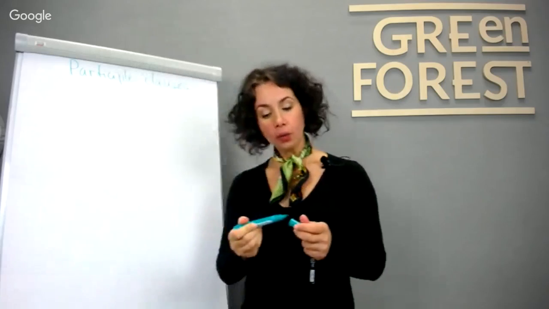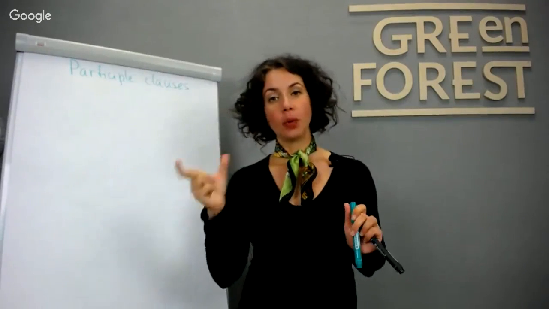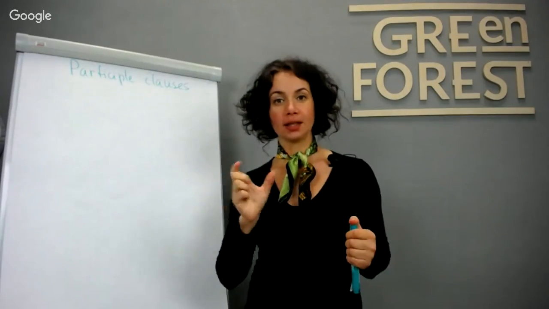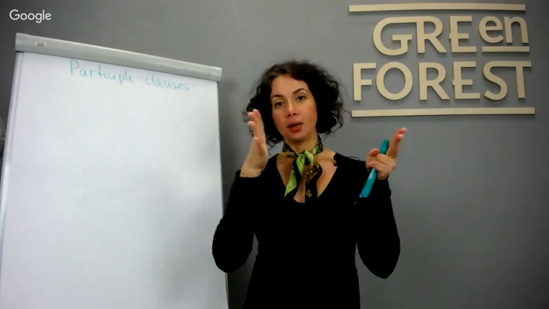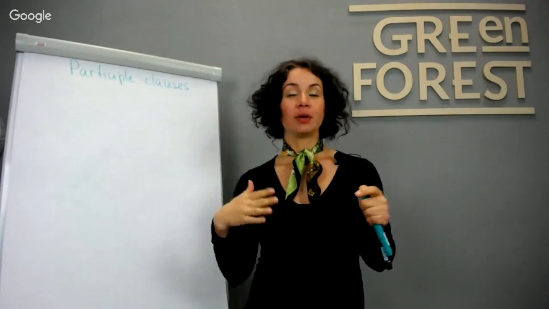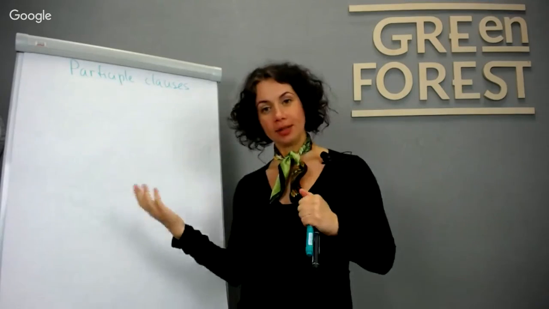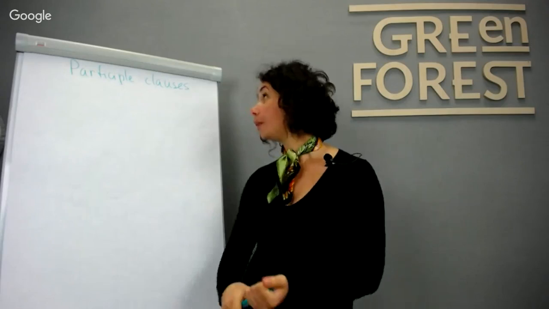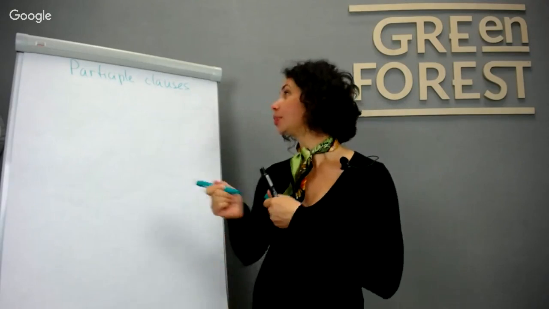By the way, clauses, that means one part of the sentence. A sentence can consist of a few parts, like one clause, two clauses, three clauses. For example, when I met my friend, this is one clause. I was very happy. This is the second one. So, participle clauses. Let's start with present.